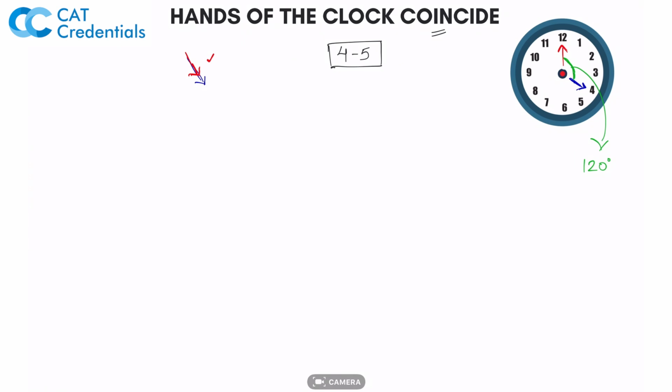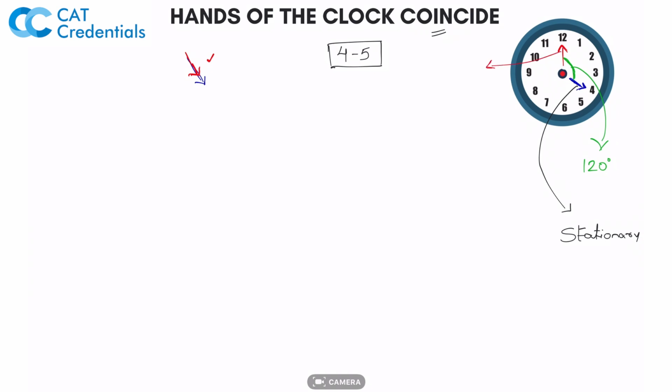4:20, 4:21, 4:22. Let's see. Let's analyze this even better. Now I am saying that let this hour hand be stationary. If it is stationary, what is the meaning of this? It cannot move, so it is stationary. Now if this is stationary, when will this happen? If the hour hand is stationary, at what time will this minute hand coincide with this hour hand?